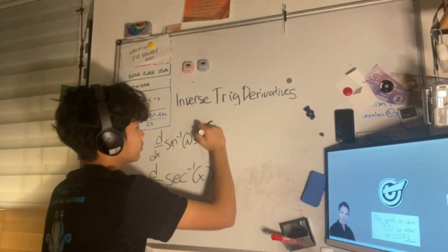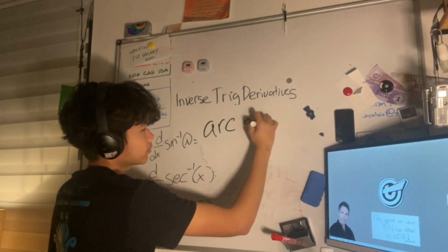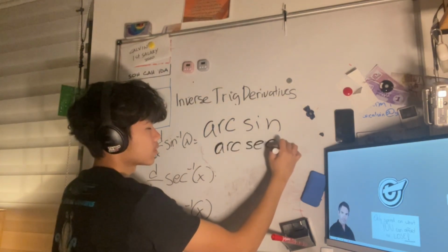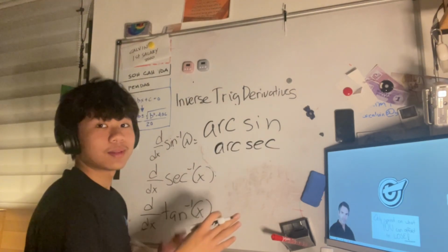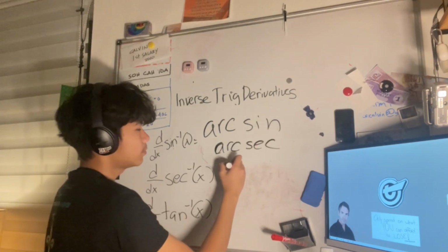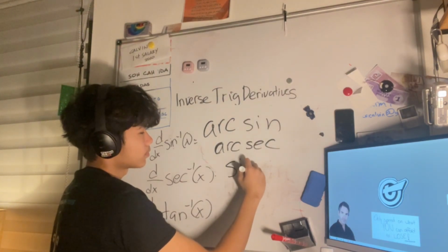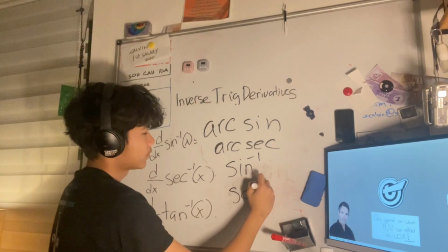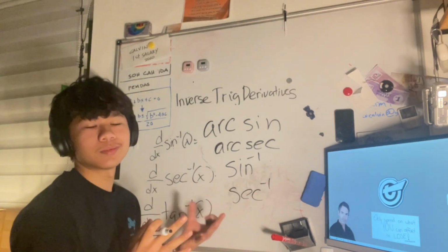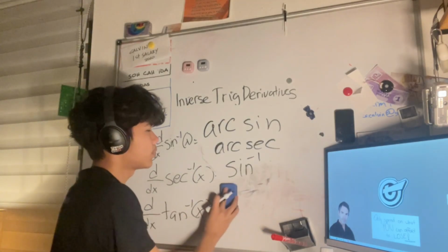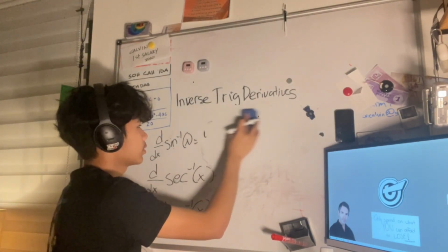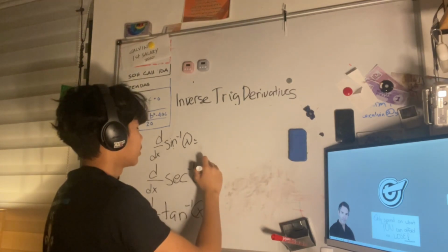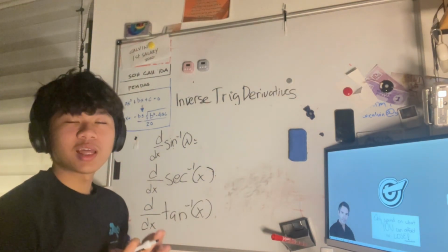So arc, right? You might see arc sine or arc sec or arc cosine or arc tan or whatever. That basically means, for sine, sine inverse, and for sec, sec inverse. That's just something to know. It's a very small thing, but if you see arc, it just means the inverse of a trigonometric function. All right, so now for the hard part.